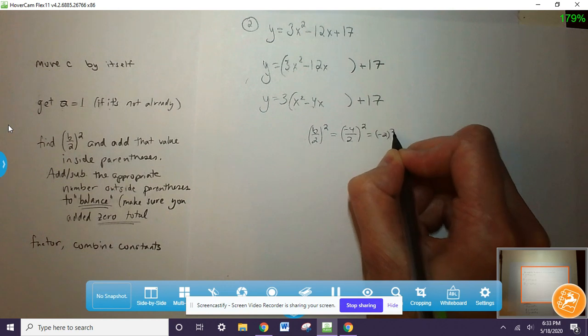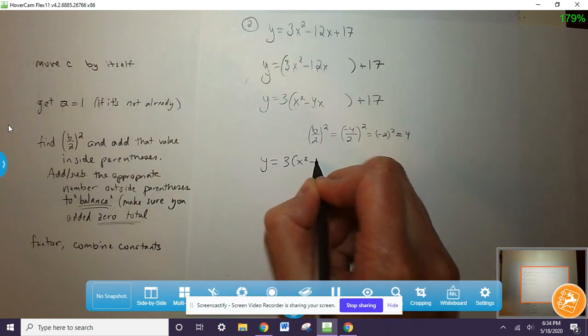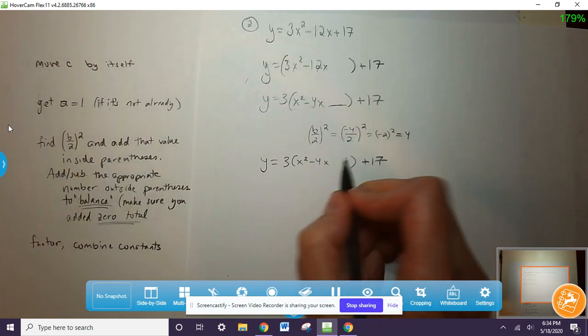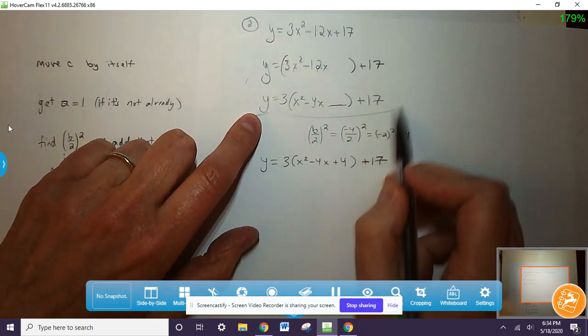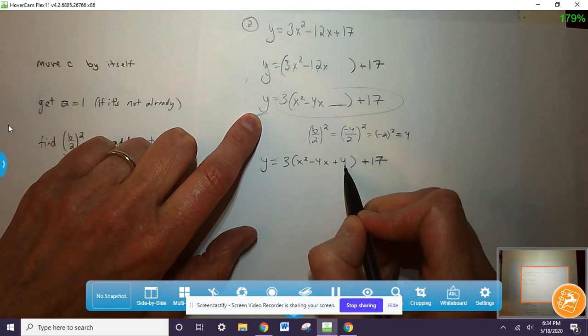So that value is 4. So what we want to do is right here, we're going to put a plus 4. So again, this side and this side used to be equal to each other. They're balanced. By putting a plus 4 here, I've thrown off the balance.